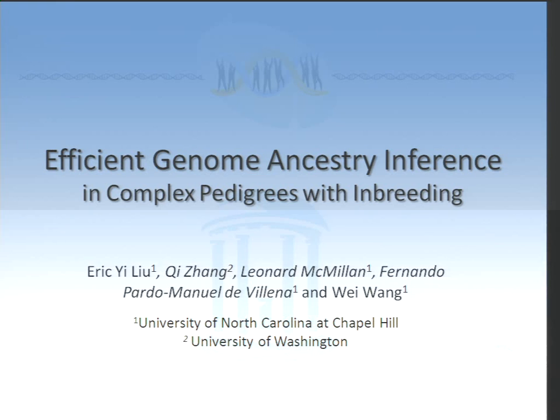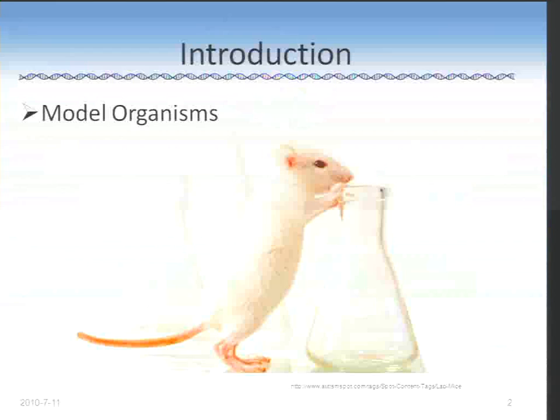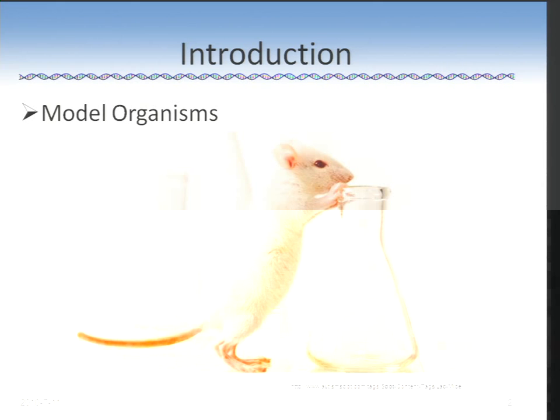So my title is Efficient Genome Ancestry Inference in Complex Pedigrees with Inbreeding. So let's start from this cute picture. This is a laboratory mouse. It's an example of model organisms. In many genetic studies, we don't use humans. We use these model organisms. There are many reasons behind that. I guess maybe you can tell more than I can.